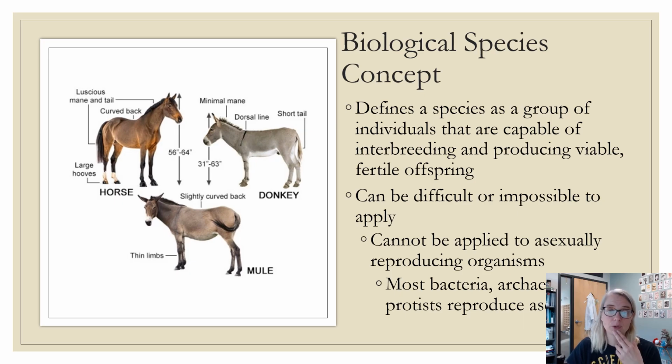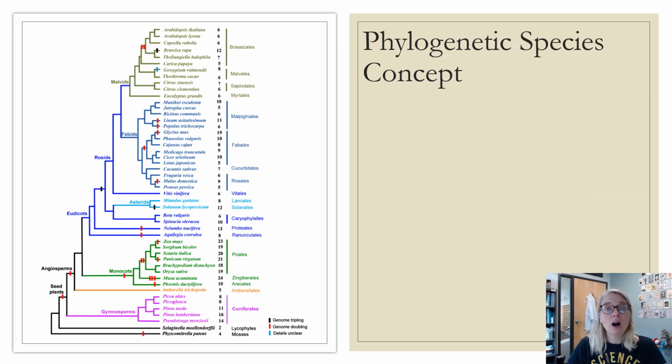Like bacteria, archaea, and protists reproduce asexually. So this we cannot even apply to those organisms. And there's a lot of those out there. So a more common, modern, I should say, species concept is called the phylogenetic species. And I know this chart on the left-hand side looks crazy complicated, and you don't need to learn that. It's just there as an example to show you how we get this phylogenetic concept of a species.